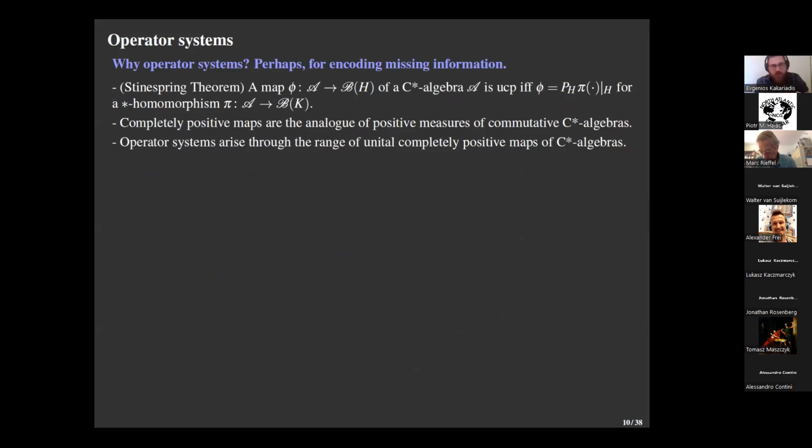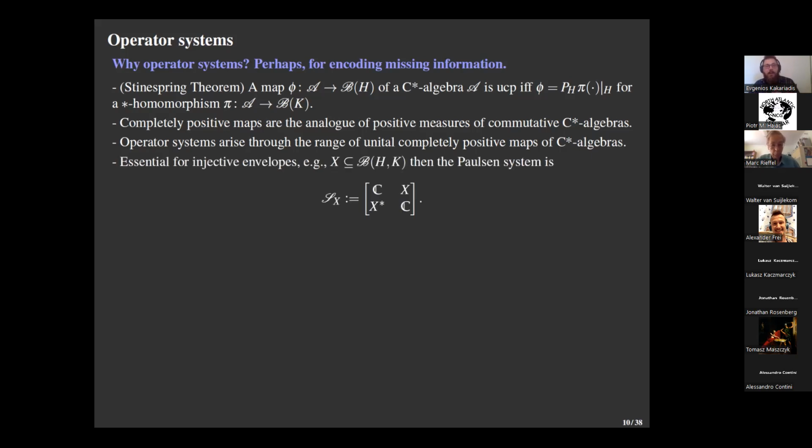I wasn't sure if I should include this, but someone can ask, okay, why do you care about operator systems? Since algebras are already okay, and operator spaces are the other extreme, why something in between? Well, there are a couple of points for motivation. The first one comes from Stinespring's theorem, that completely positive maps are exactly compressions of star homomorphisms. So operator systems arise quite automatically as ranges of compressions of star homomorphisms.